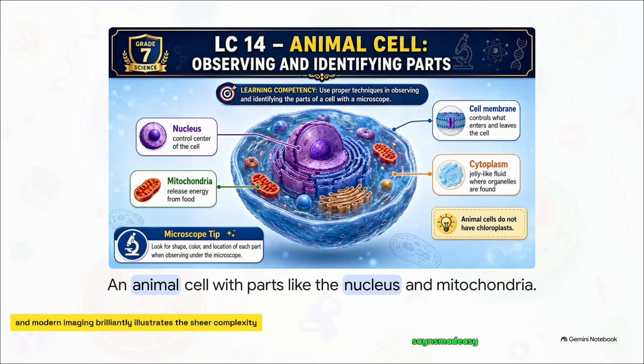And modern imaging brilliantly illustrates the sheer complexity hidden inside a single animal cell. It is just packed with specialized working parts. When you see how dense and structured it is, it's amazing. You've got the nucleus acting as a control center, the mitochondria pumping out energy, and a jelly-like cytoplasm holding the whole shebang together. It really is a fully functioning microsociety.